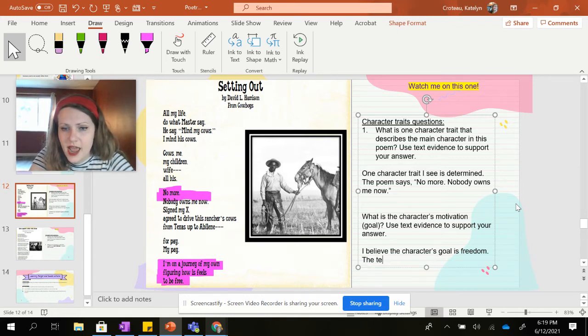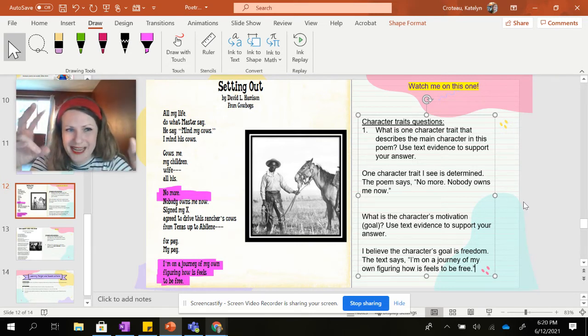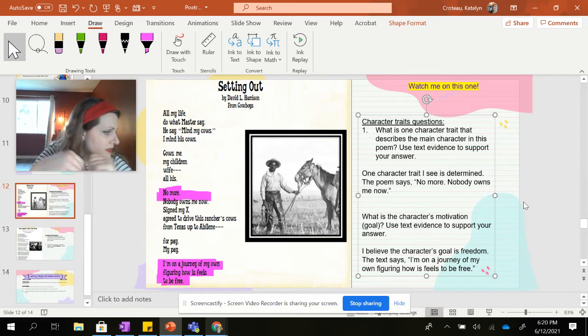The text says, and I'm going to quote it again. So I got my sentence starter, my comma, my quote. I'm going to write exactly what I highlighted there. I'm on a journey of my own, figuring how it feels to be free. And there it is. And I'm putting another quote. Okay, because you want to think about the part that comes from the text as being hugged by the two quotation marks. You're hugging them. Tomorrow I'm going to have us add a sentence that explains our evidence, but today's just two sentences.